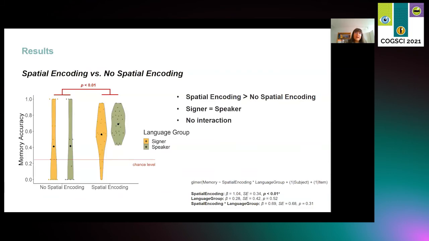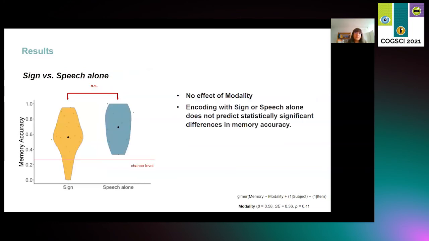We analyzed whether encoding the spatial relation between the items or not related to recognition memory accuracy of signers and speakers differently. Indeed, we found an effect of spatial encoding regardless of the language group of the participant. Next, we moved on to modality comparisons. To do so, we looked at a subset of memory items which were encoded by sign or speech alone. Results show that encoding the spatial relation with different modalities does not predict statistically significant differences in memory accuracy.